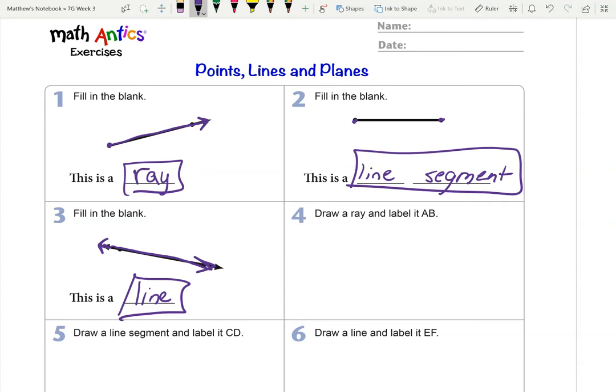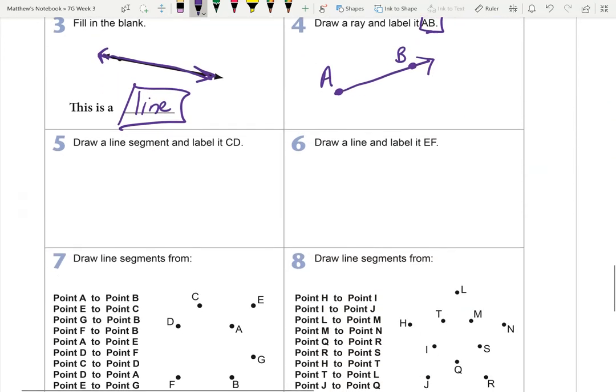So for problem 4, it says draw a ray and label it AB. Remember, a ray is when we start at a point, we pass through another point, and then keep on going. Since it's AB, my points are going to be A and B.